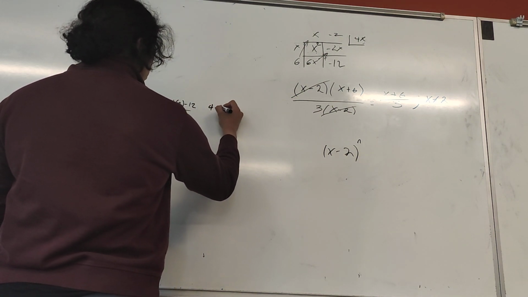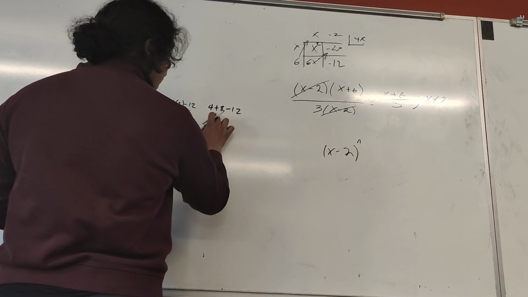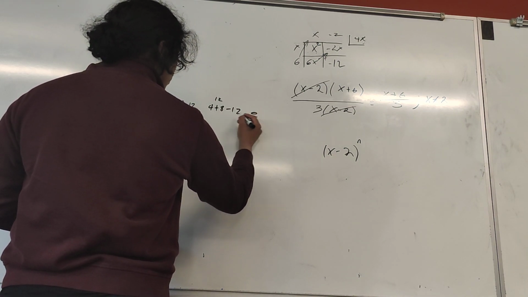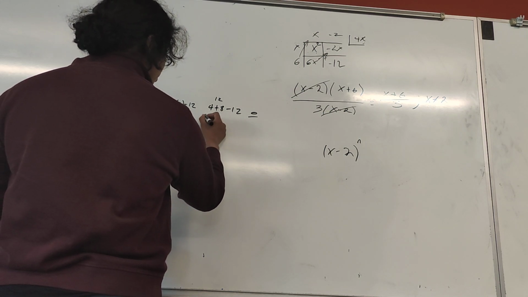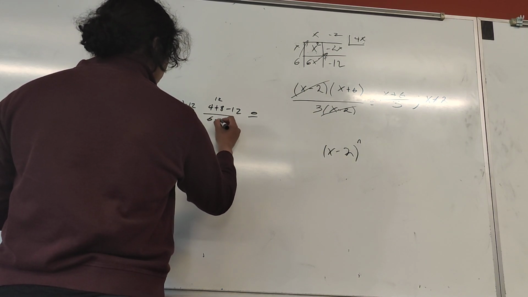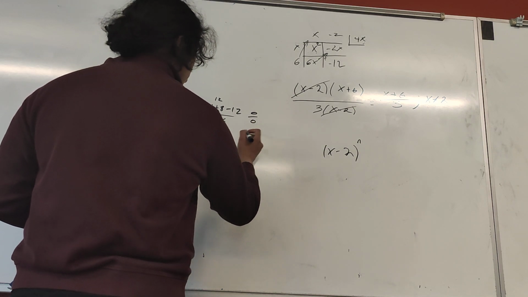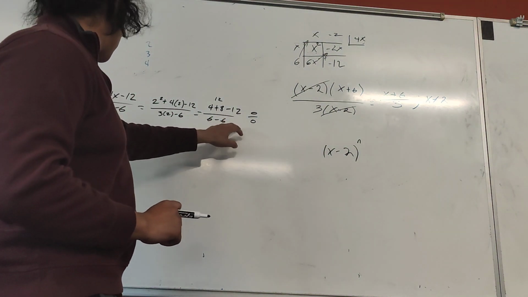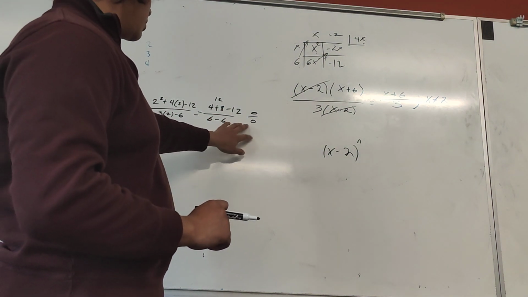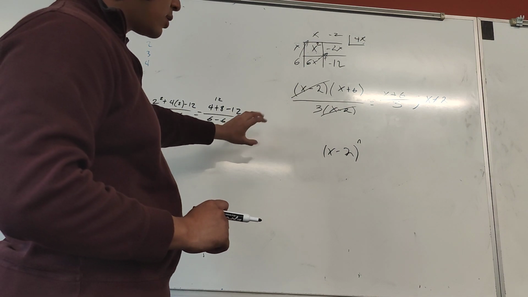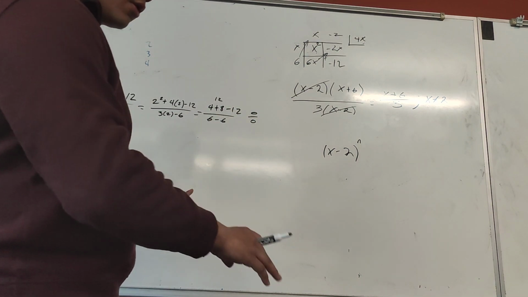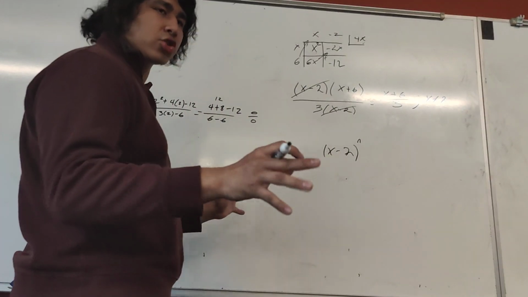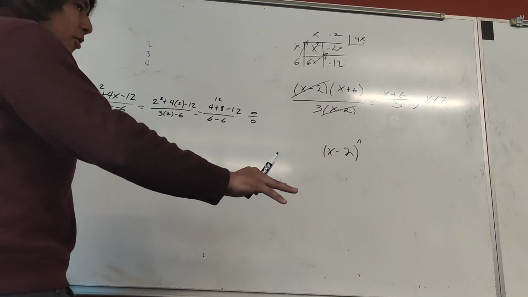So here we have 4 plus 8 minus 12. 4 and 8 equals 12. So here we have 0. And here we have 6 minus 6, 0. This is just to show you that it's becoming an indeterminate. When you have an indeterminate, it's when you have 0 over 0, or infinity over infinity. There's many ways of showing indeterminate, but I don't memorize them all.